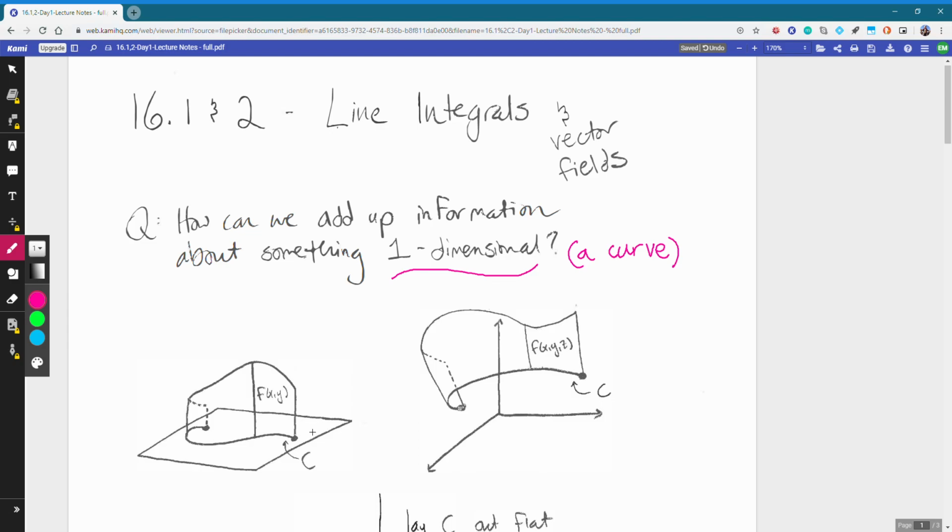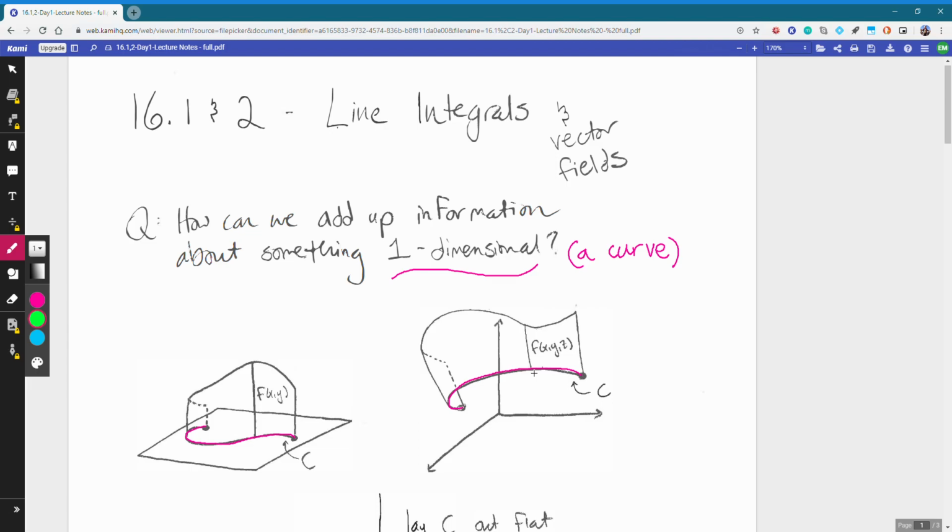And so in either situation, we get a picture that looks like this. Here our curve is existing in the xy plane. Here our curve is just kind of floating in 3 space. But the idea in either case is that at each point along our curve, we have some information. At each point x, y, we have a function value, f of x, y. And over here at each point x, y, z, we have some function value, f of x, y, z.